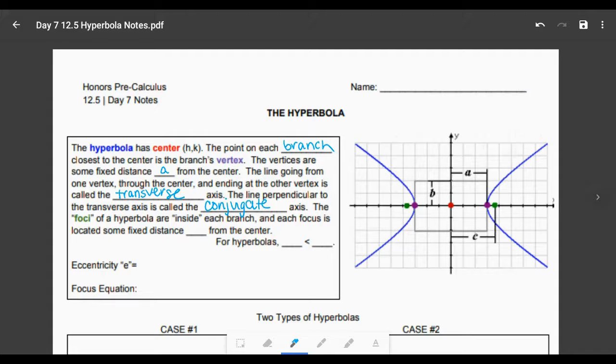All right, the foci, which are labeled in green on this graph, are inside each branch, and each focus is located at some fixed distance c from the center. Now, for hyperbolas, a is always less than c. Eccentricity is still c over a. In the equation for finding the focal points, to find c, you would use c squared equals a squared plus b squared. In the ellipse, we did a squared minus b squared, so just make sure you remember that for a hyperbola, it's a squared plus b squared.